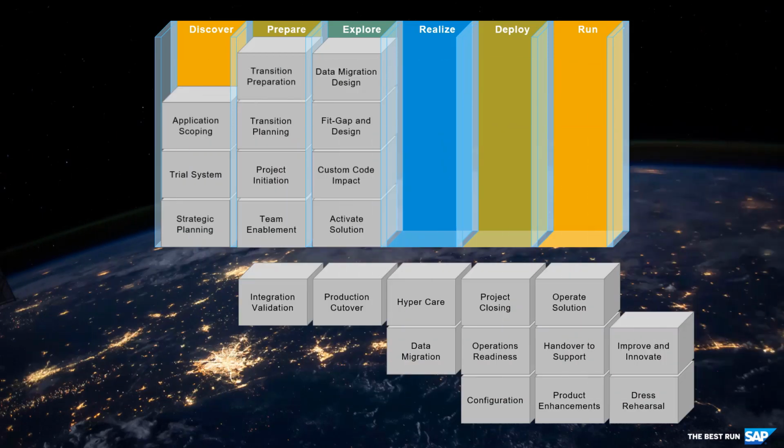Once Quality Gate 2 Explore to Realize has been passed successfully, the functional and technical implementation takes place in the Realize phase. The purpose of the configuration activity is to configure the mandatory settings according to the Delta design as defined and agreed during the Explore phase.